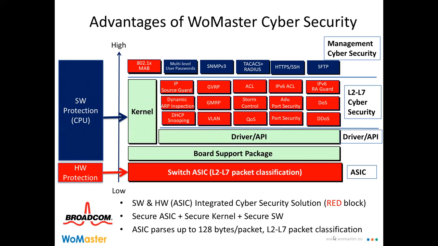We provide the ACL, layer 2 to layer 7, up to 128 bytes per packet, so that we can see the cybersecurity from level 7. You can see here we have provided IP source guard and also dynamic ARP inspection, ARP snooping. These are all the secure software protection we provide on the LAN side.